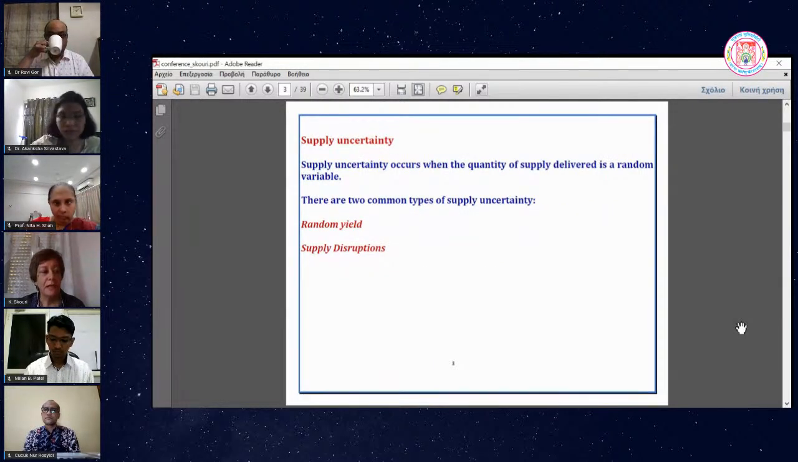Supply uncertainty directly affects the performance of inventory production networks, increasing operating cost and reducing customer service. Therefore, the development of models dealing with this issue has evolved into an active research area. In general, the literature can be divided into two broad areas: supply under random yield and supply under disruption.